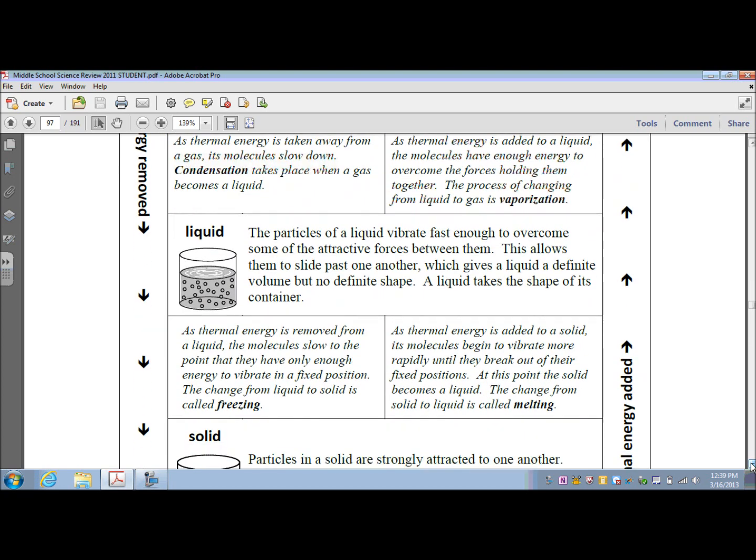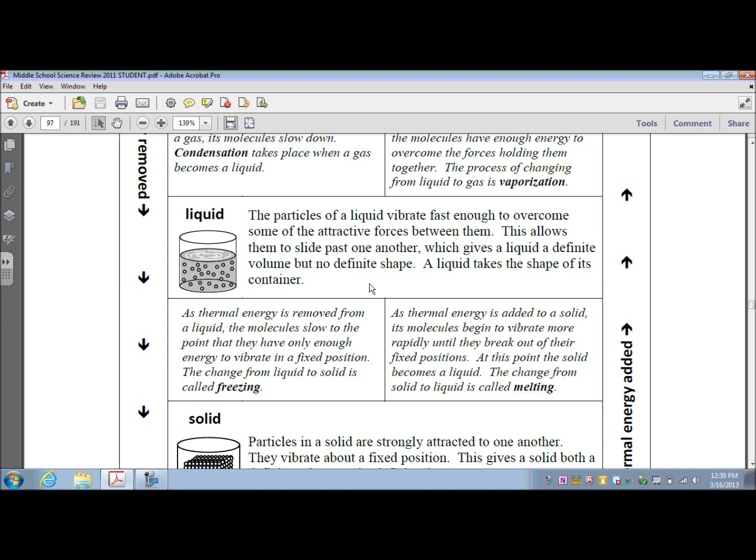The second phase of matter is liquid. The particles of a liquid vibrate fast enough to overcome some of the attraction forces between them. This allows them to slide past one another, which gives a liquid a definite volume but no definite shape. A liquid takes the shape of its container. As thermal energy is removed from a liquid, the molecules slow to the point that they have only enough energy to vibrate in a fixed position. This change from liquid to solid is called freezing.